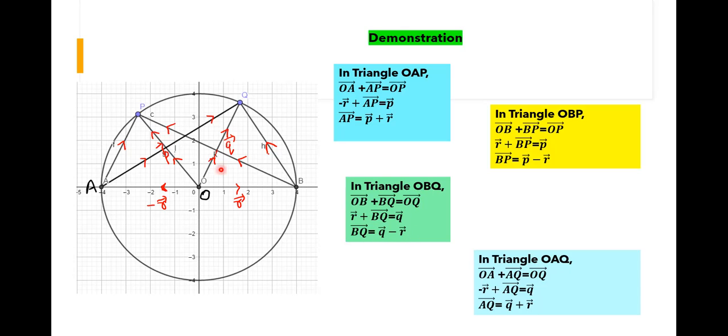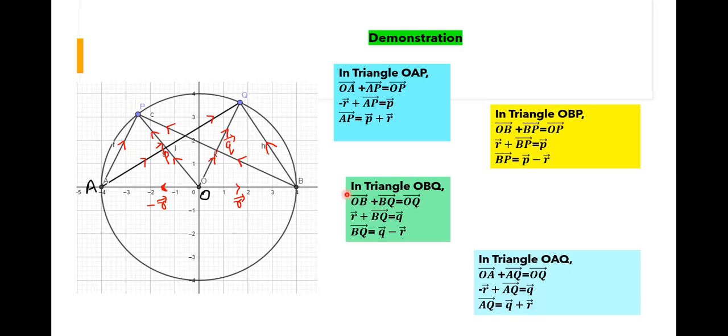And finally taking triangle OAQ. In OAQ triangle, OA plus AQ is equal to OQ. OA equal to minus R vector plus AQ vector equal to Q vector. OQ vector is Q vector. It means AQ vector is Q plus R. Is that clear? That means we are getting AP vector equal to P plus R, BP vector is P minus R, BQ vector is Q minus R, and AQ vector is Q plus R.